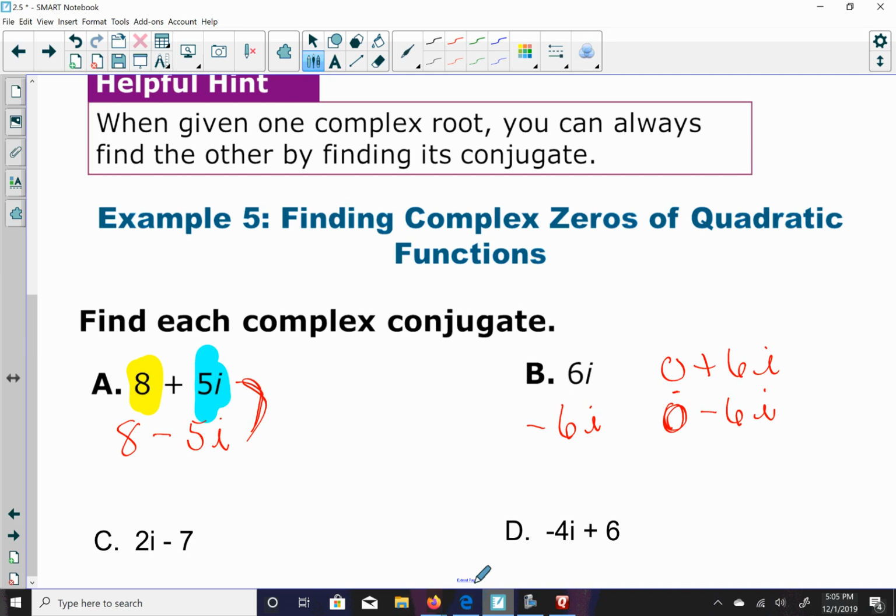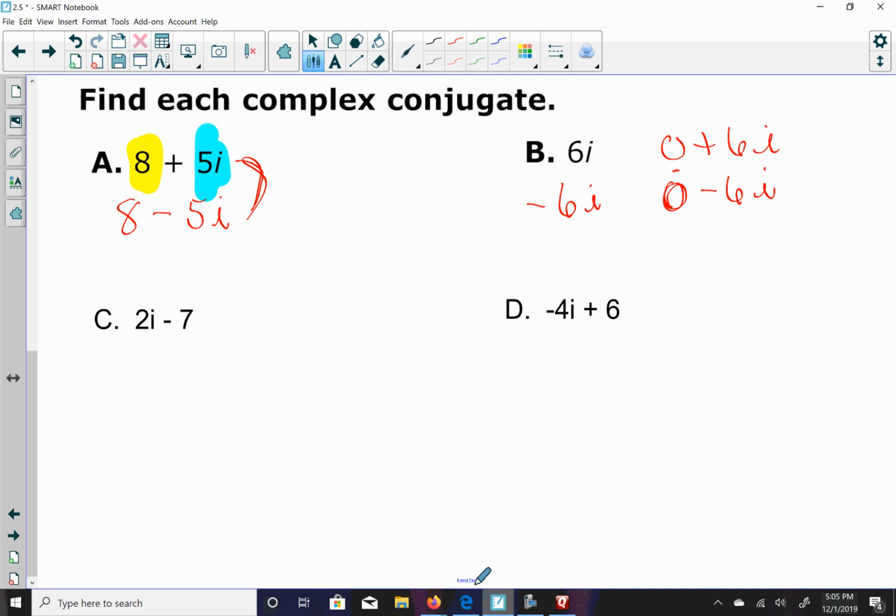When I'm looking at the next one, they're trying to trick you, and don't fall for it. See how they have 2i minus 7? That is not written in standard form. To write it in standard form, you have to have the real part first, the imaginary part second. So in this example, my real part is this negative 7. My imaginary part is this 2i.